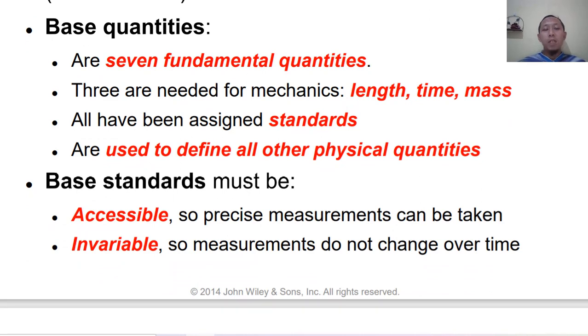It means that if we can access some measurements, a precise measurement can be taken if the standard is accessible. And also the standard must be invariable. It means that the standard in our country is similar to the standard in another country like the US, Japan, China, Sweden, and other countries. And then it doesn't change over time. It means that if the scientists in physics don't change the units or the standards, the standard or unit must be similar in all the world and also time by time. So the base standard doesn't change over time.